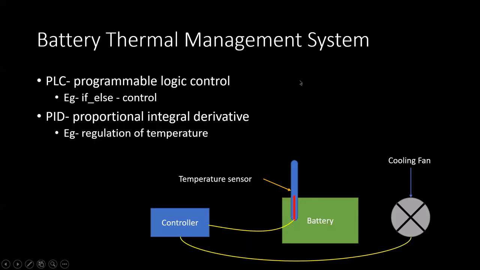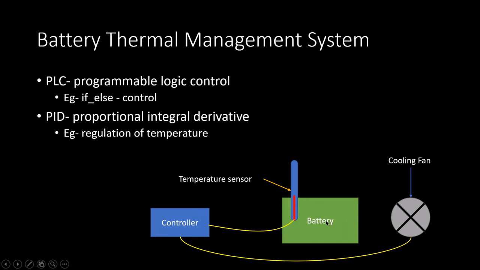Then there are other DAQ systems, like the battery thermal management system. This is used in electric vehicles, and it is quite popular. PLCs and PIDs are also programmed. There are different professional courses available on PLC programming and PID programming. PLC programming is something like if-else control. Here is an example I will show.